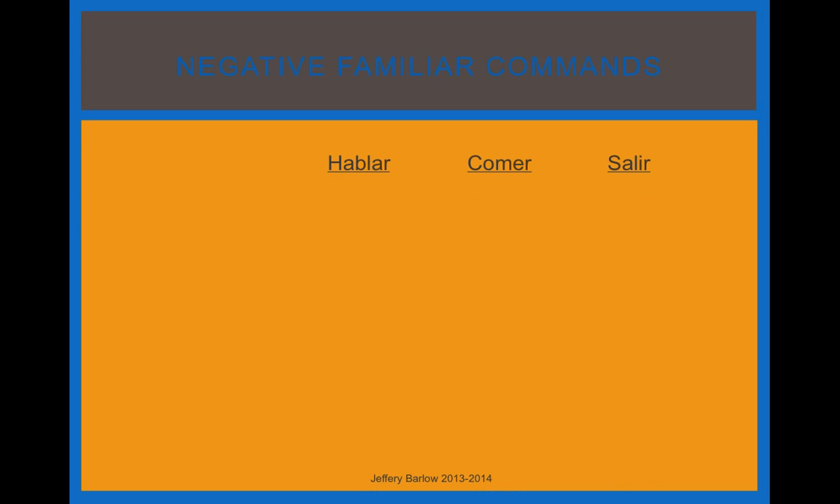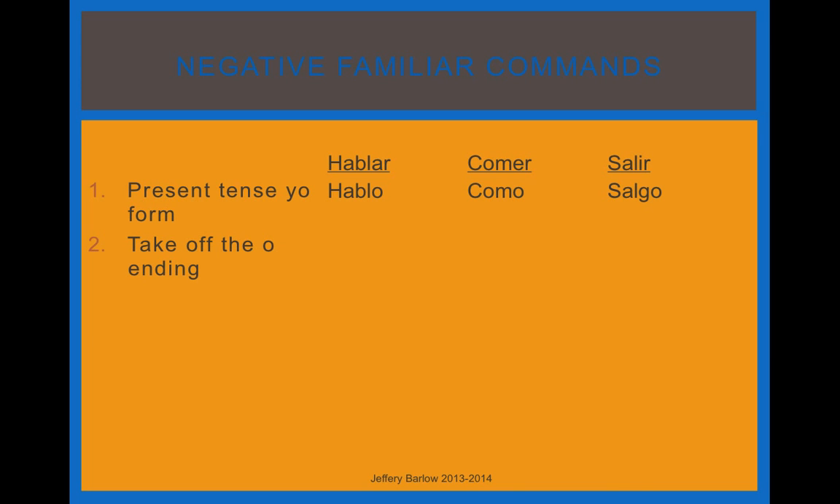So the way we form the negative familiar commands is a little bit more tricky than affirmative familiar commands. It isn't simply getting the ella/usted form, but there's 4 steps involved. The first step is to get the yo form in the present tense of each verb. By each verb I mean AR, ER, and IR verbs. The second step is to take off the O ending of each verb.